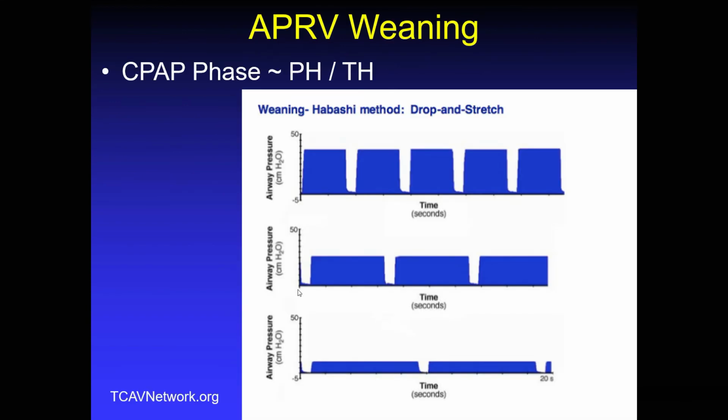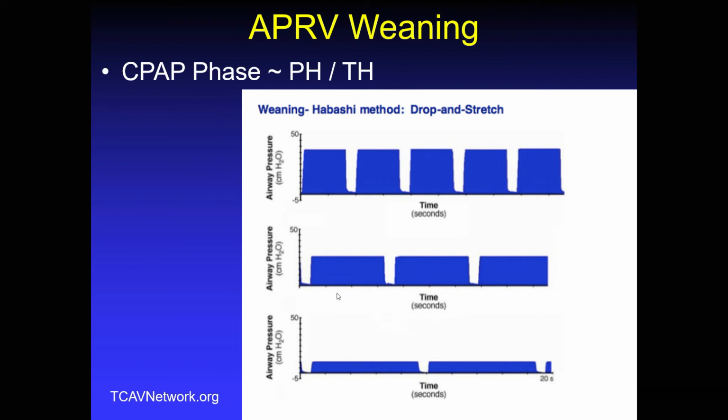We've mentioned a few times now the Hibachi drop and stretch APRV weaning methodology. This involves gradually decreasing the P high, usually in 1 to 2 increments each time, while increasing the T high, usually by 0.5 seconds each time. And this is just, from a waveform standpoint, looking at the differing pressures and the different times that the pressures are utilized, how it looks.